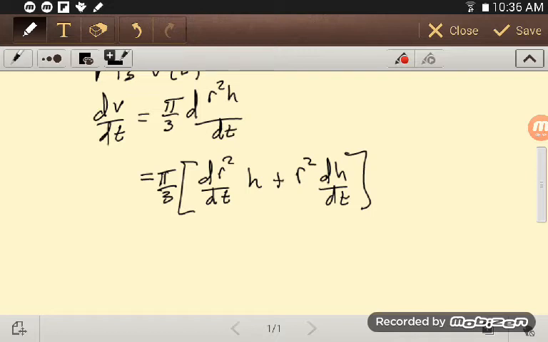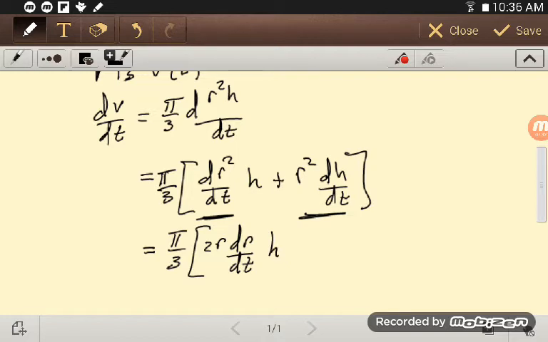so we have our product rule there. And this part's done because I have r squared and dh/dt. But this part is not done because you see I have r of t quantity squared, so I need a chain rule on that. And so this is pi over 3, and the outside part, right, we have 2r, but then we have dr/dt and all times h plus r squared dh/dt.